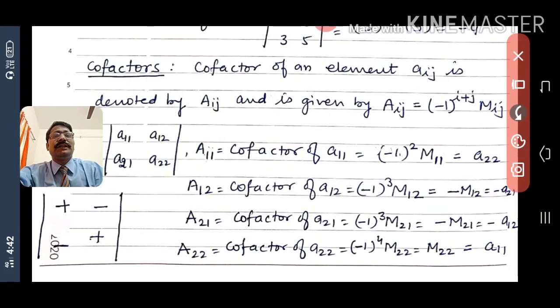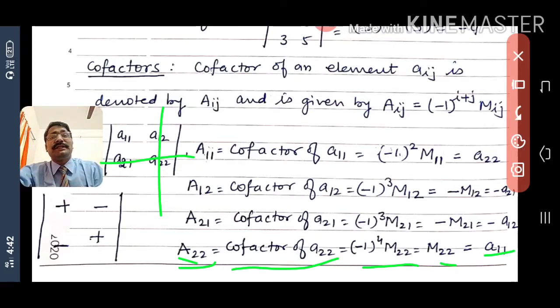Same as before, we have to find here A21. A21 means the second row, first column element, and the cofactor of A21, whose sum of indices is 3, is minus 1 power 3 times M21, which will be minus M21. M21 is here, this is minus 812. Similarly, we find A22. A22 means the second row and second column element, and the cofactor of A22 is minus 1 power 4 times M22. M22 is here.